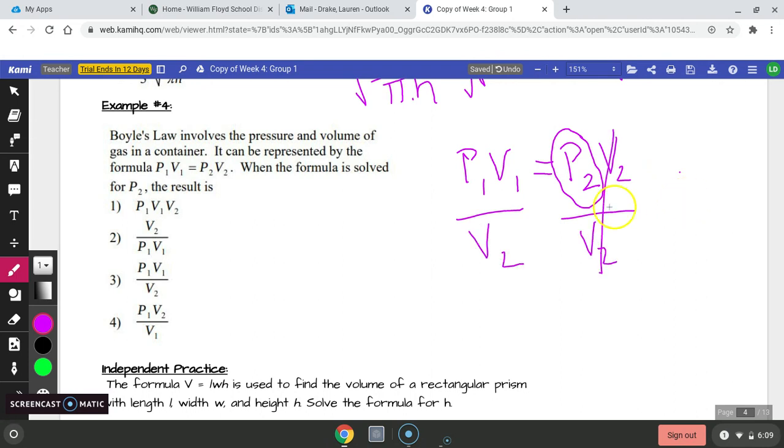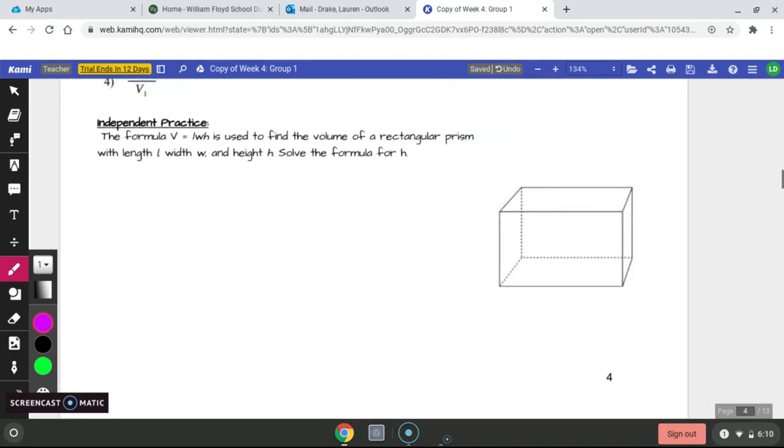These cancel. And can I actually do any division over here? No, because they're just letters. So I'm just going to bring it down. I have P1 V1 over V2 equals P2, and that's my answer. So I'm just looking for this as an answer choice. Let's see, right here as answer choice 3. Okay. You are going to try the independent practice on your own.